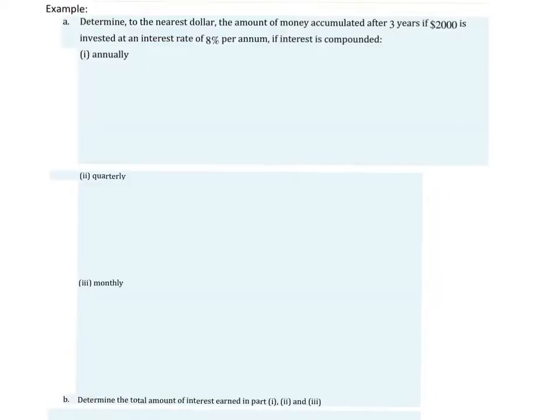So we're looking for the amount of money accumulated after 3 years if $2,000 is invested at an interest rate of 8% per annum, and we're told that the interest is compounded. So it is compound interest. Now it's compounded annually in the first one. So how many times a year do I earn interest? Well, if it's compounded annually, I'm only going to earn interest once a year. So my N straight away is equal to 1. I always like to work out my N so that I know what I'm up to.